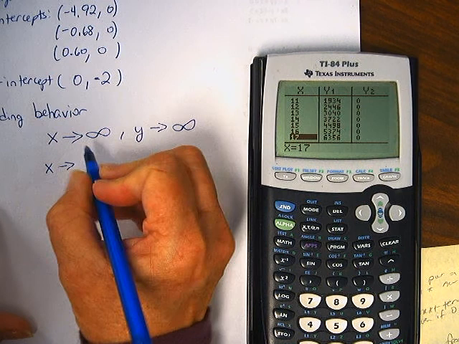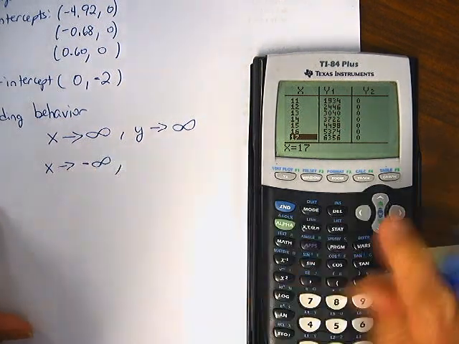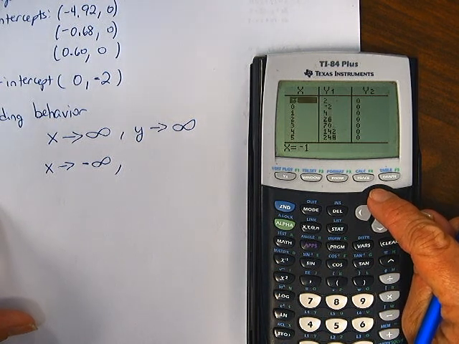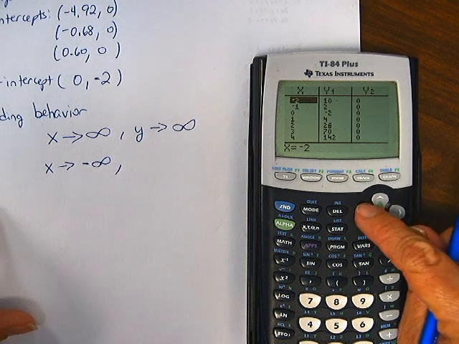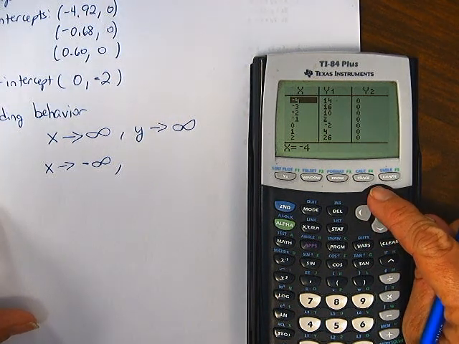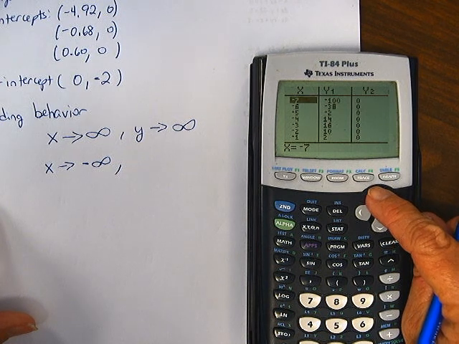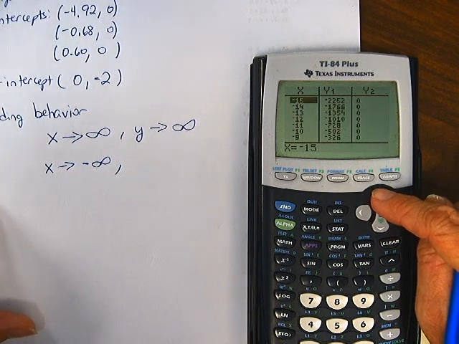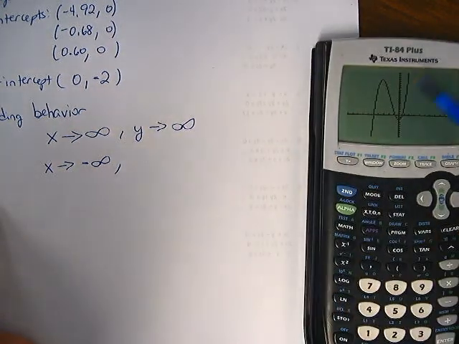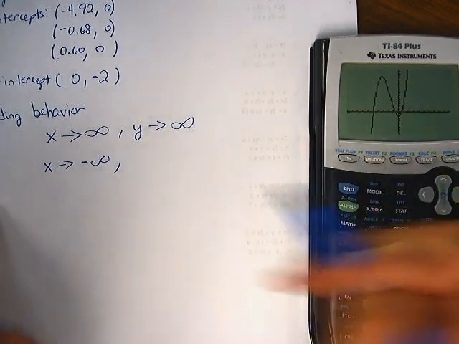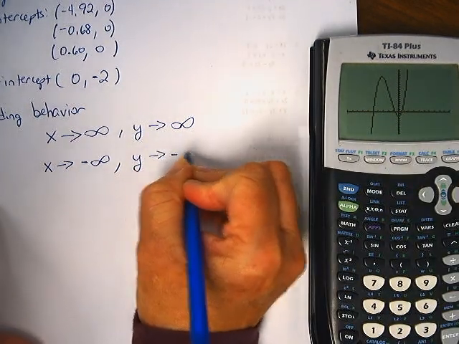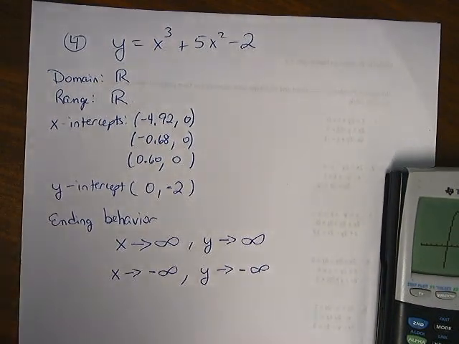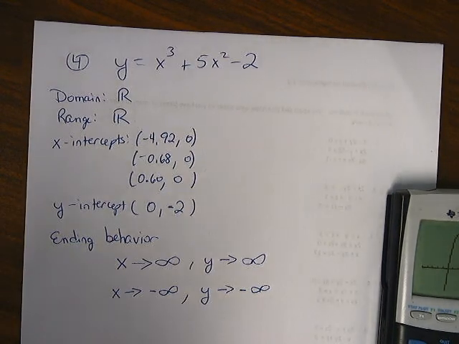As x approaches negative infinity, so as x gets smaller, let's take a look. What happens to our y values? Smaller, smaller. Notice they start to get bigger again. I'm just moving my key here, the up arrow, to take a look. And once we get past that local maximum, they start getting smaller and smaller and smaller. So again, we saw this on the graph. As x gets smaller, y gets smaller. So y approaches negative infinity. Okay, so we've got all of our characteristics now summed up for this cubic function.